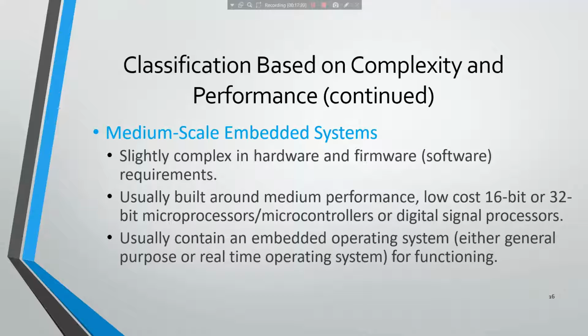Usually it contains embedded operating systems, either general purpose or real time operating systems, for functionalities. General purpose operating systems can be used where time bound is not important, but real time operating systems can be used where time bound is important, like the real time operating systems in your vehicles. So where time bound is very important. When I am applying a brake, the system has to respond properly and it has to stop the vehicle. That is nothing but your ABS technologies, anti-lock braking systems, you can call it. So these come under medium scale embedded systems.